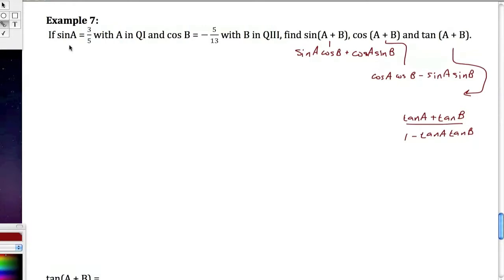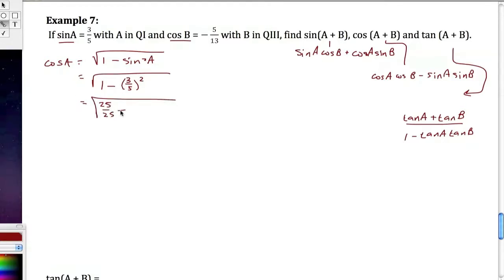Now, in order to do this, we're going to have to find certain values given to us. Well, we don't have the cosine of A. We have the cosine of B, we have the sine of A. So the cosine of A from our identities is equal to the square root of 1 minus sine squared of A. Well, that's going to be the square root of 1 minus 3/5 squared, which is going to be 25 over 25 minus 9 over 25, which gives us the square root of 16 over 25, which is 4/5. Now, because it's in quadrant 1, it's going to be positive. Okay, so that's the cosine of A.